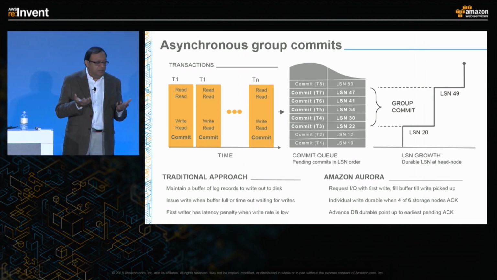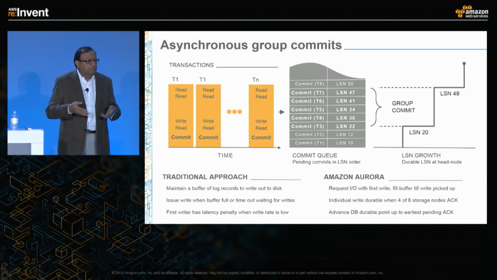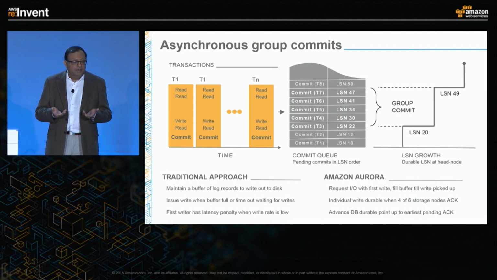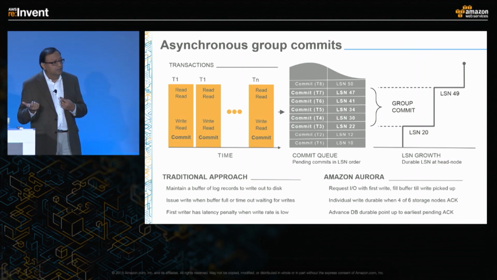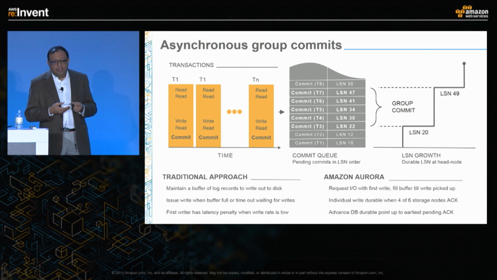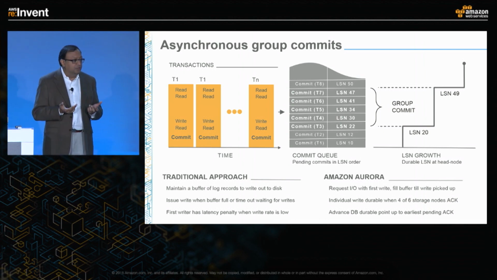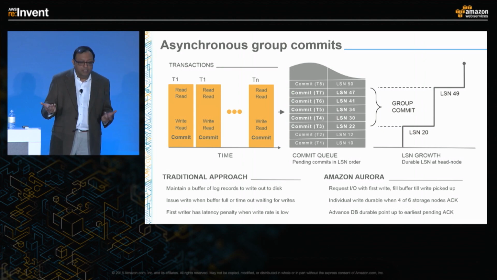We start the I/O request with the first write. And then we continue filling that buffer until another background thread picks up that write and sends it off to our storage nodes. And so that means that there's no first write penalty. The individual write is marked as durable once we see 4 out of those 6 storage nodes ack it back, right? We don't have to wait for any outliers.